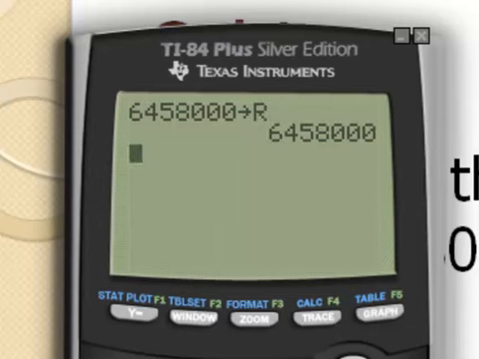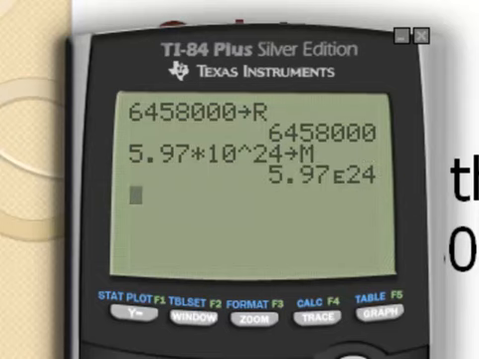Then I'll do the same thing with the mass. 5.97 times 10 raised to the 24th power, and I'll store that into the letter m, so alpha m. And I might already have g stored in here. Let's see, if I just look alpha g, I've already got that one.